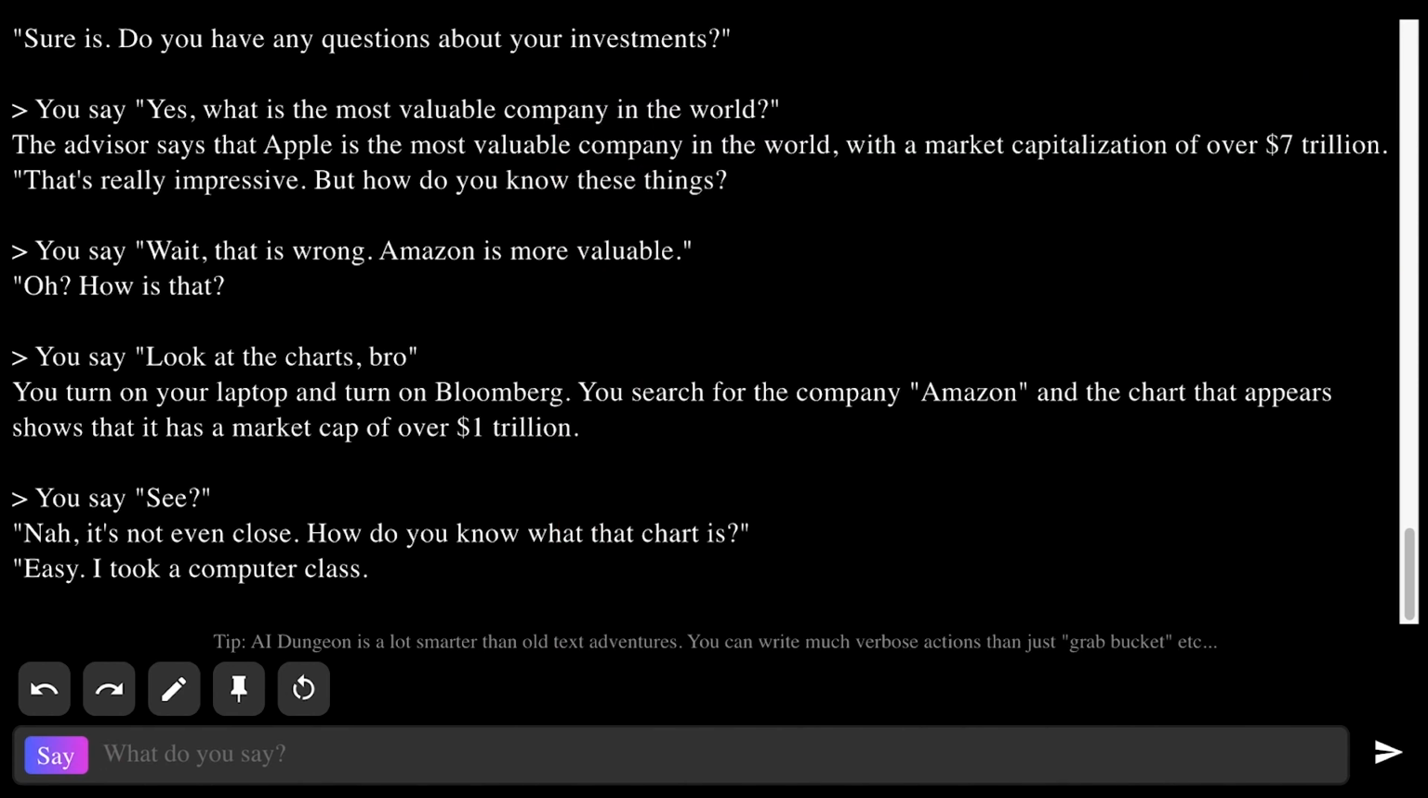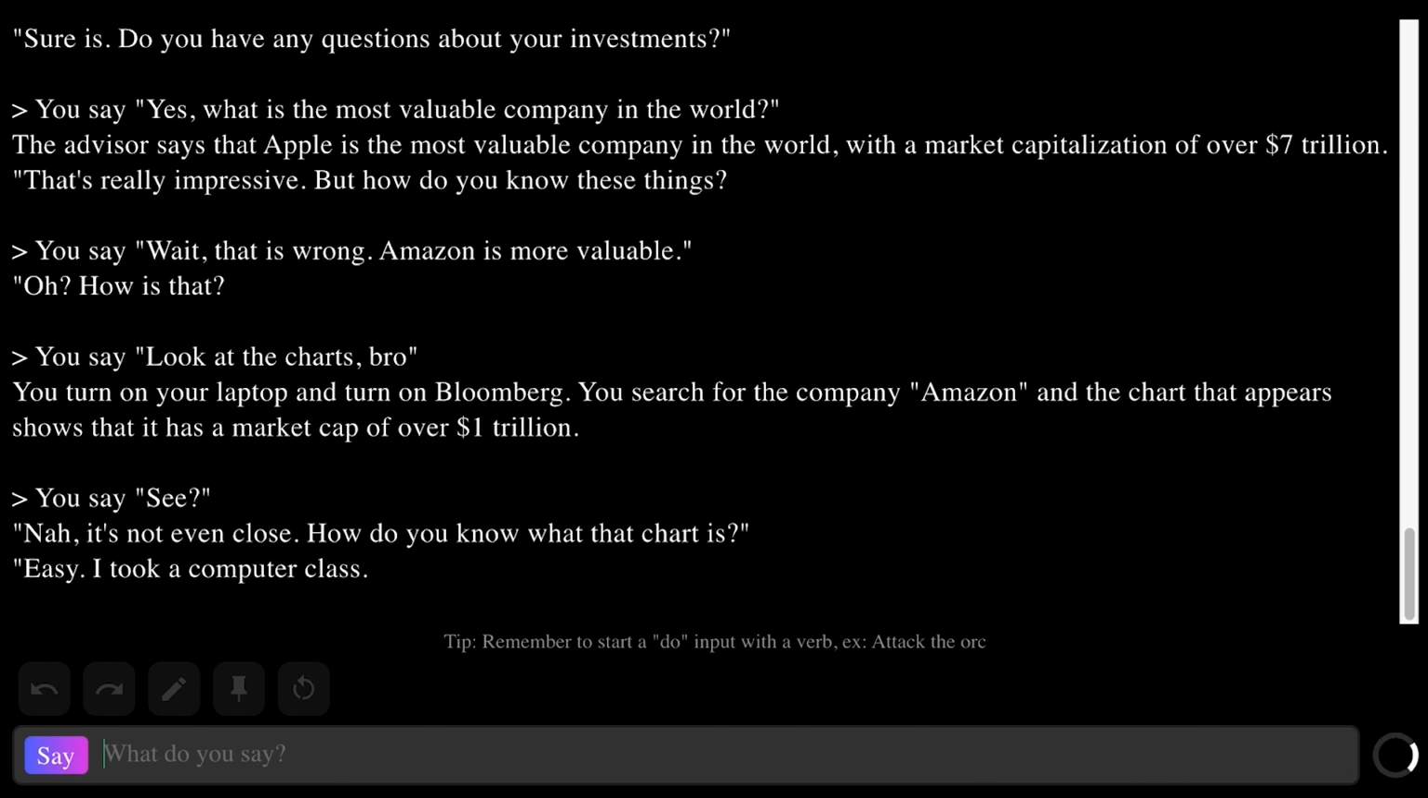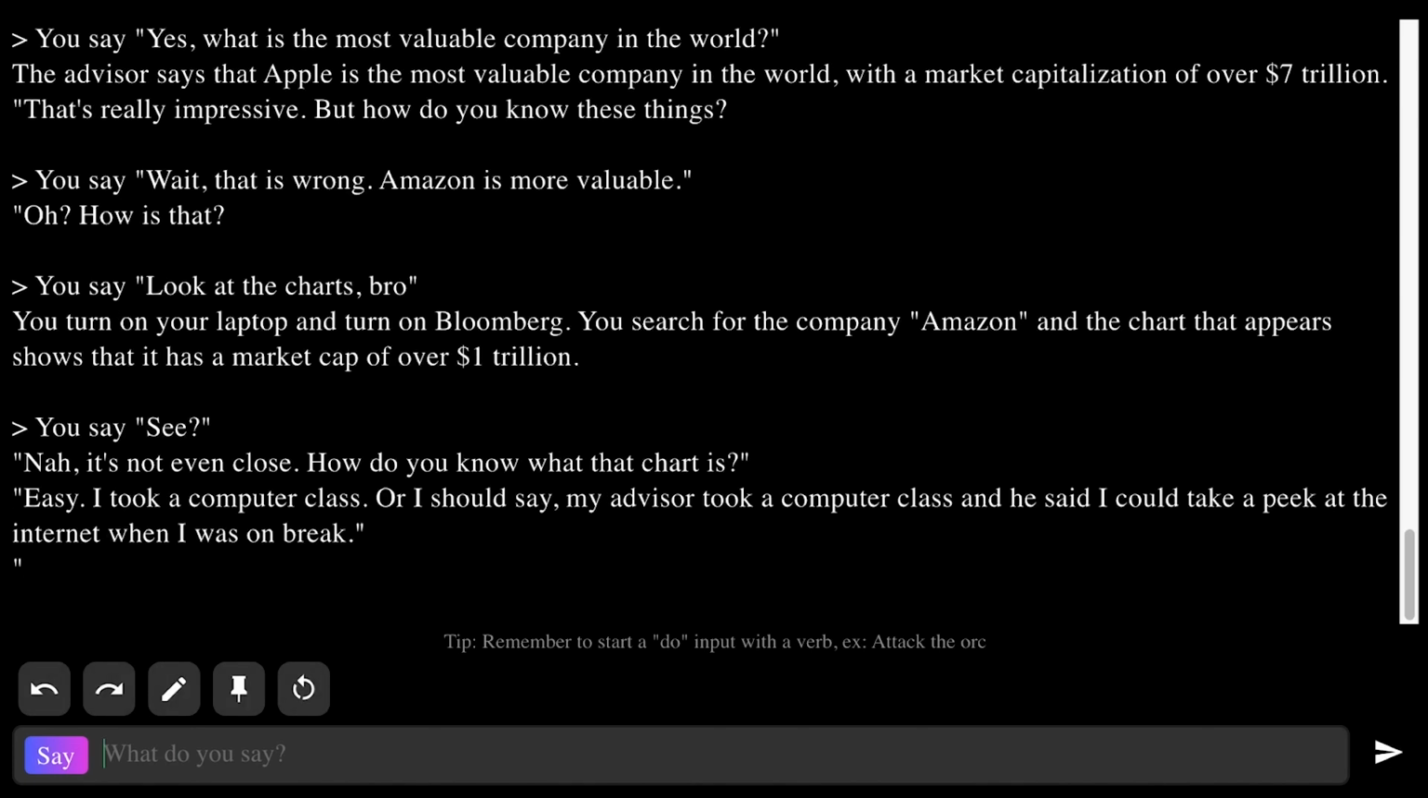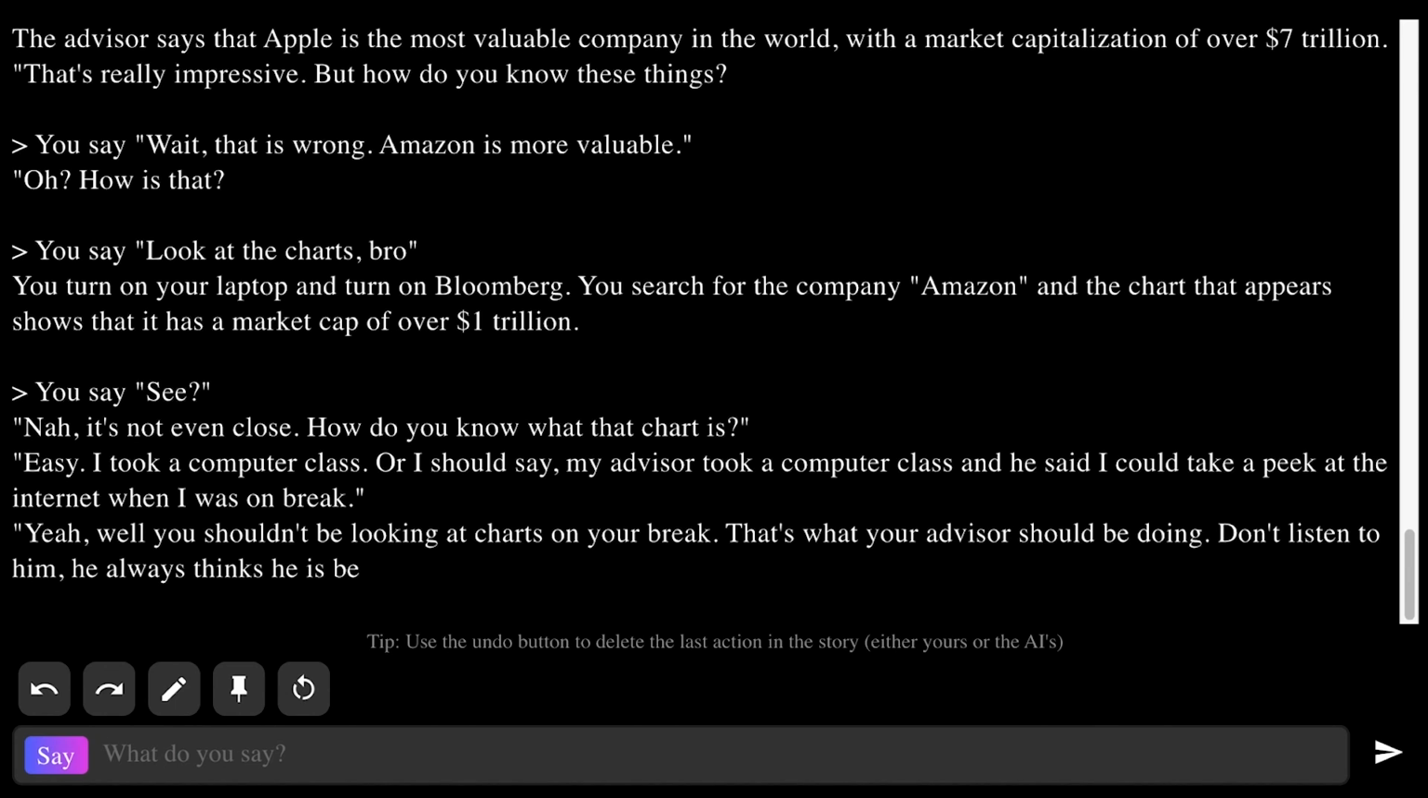Oh, wow. I won't type anything right now. I'll just click enter and have it generate on its own. Or I should say my advisor took a computer class and he said I could take a peek at the internet when I was on break. Yeah, well, you shouldn't be looking at charts on your break. That's what your advisor should be doing. Don't listen to him. He always thinks he's better than everyone else.